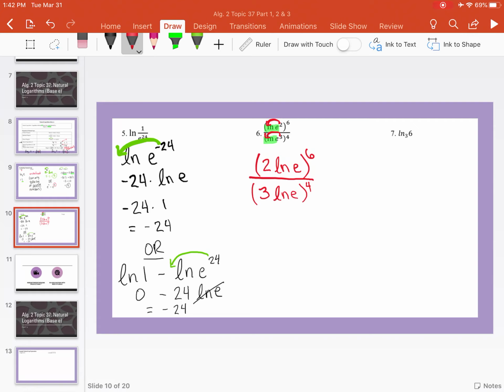Now we know that ln of e and ln of e are just 1. So if we simplify this, we'd get 2 times 1 to the 6th power over 3 times 1 to the 4th power. I'm sorry, that's not to the 6th power, that's to the 4th power. We get 2 to the 6th power divided by 3 to the 4th power. 2 to the 6th power is 64, and 3 to the 4th power is 81.